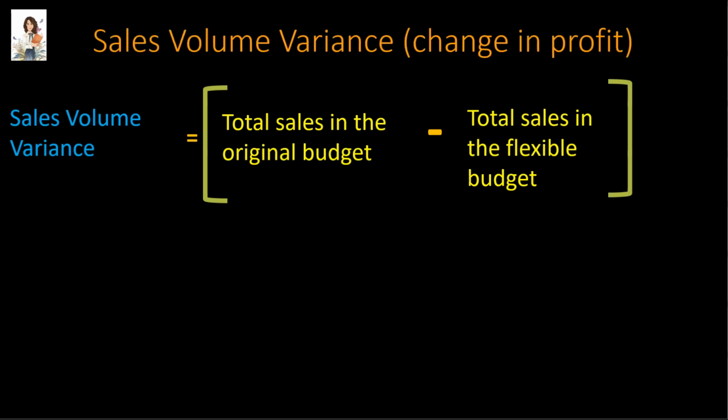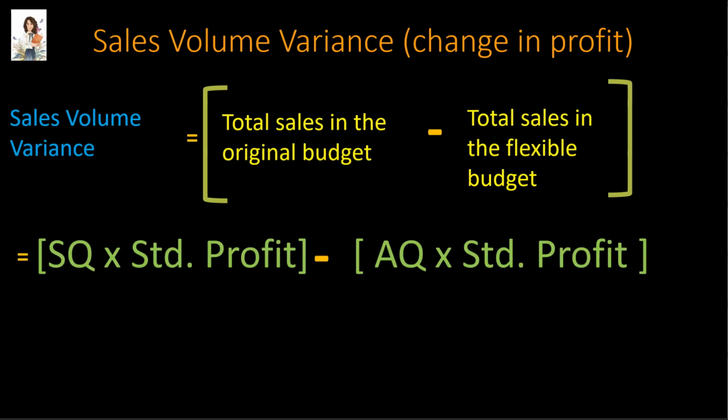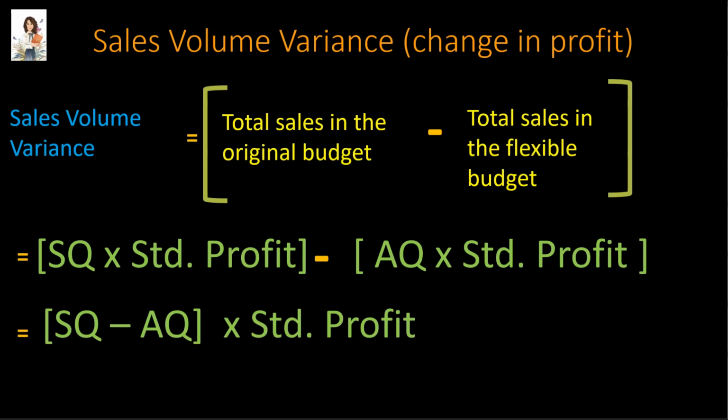In the exam, if you are asked to calculate the sales volume variance as a measure of change in profit, there's no need to panic because the formula remains the same. Only instead of standard price, we'll be using standard profit. So a simplified version of the formula will look like this: SQ minus AQ, the whole thing multiplied by standard profit.